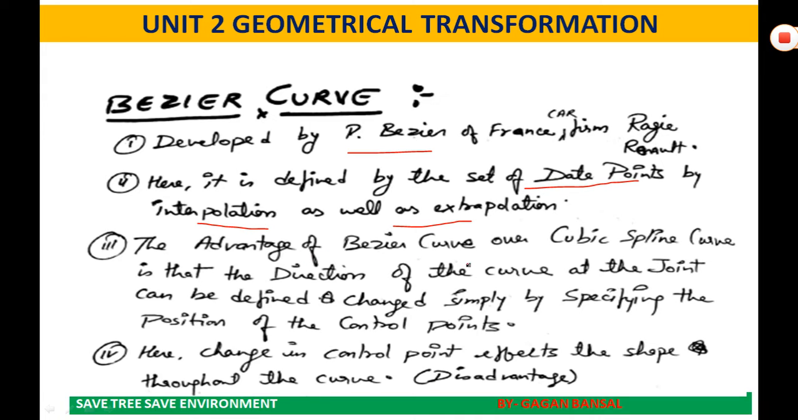The advantage of Bezier curve over cubic spline curve is that the direction of the curve at the joint can be defined and changed simply by specifying the position of the control points. So here change in control points affects the shape throughout the curve. As I said, though it is a disadvantage because it comes under the category of globally control point, so change in control point affects the shape throughout the curve. I will be giving the exposure to few of the examples related to different control points at different positions making different Bezier curves.